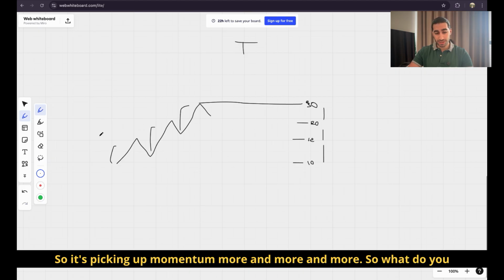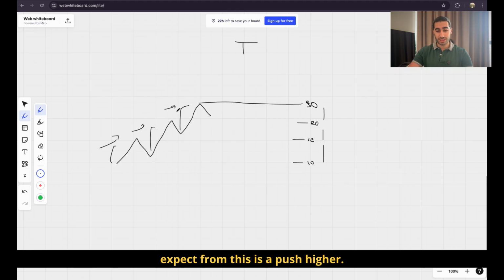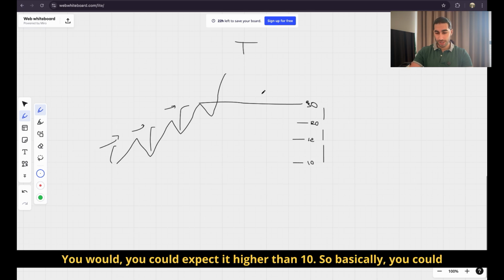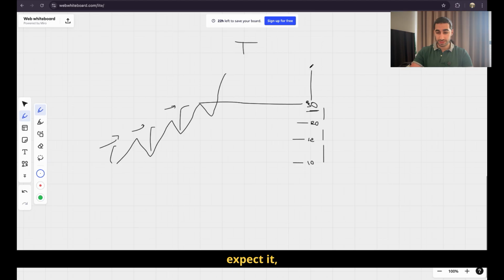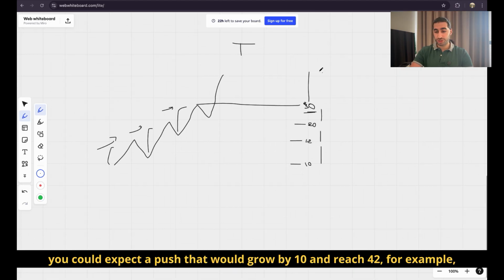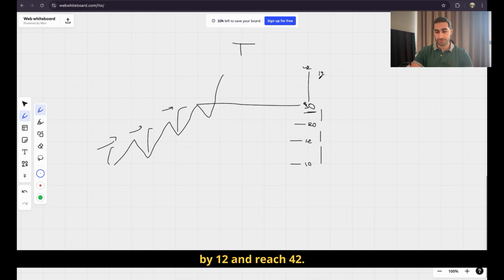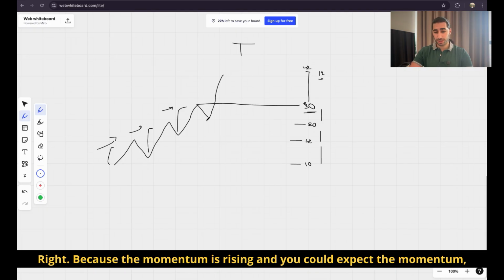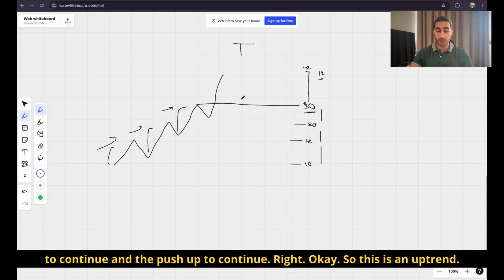So it's picking up momentum more and more and more. So what do you expect from this? A push higher. You could expect it higher than 10. So basically you could expect a push that would grow by 10 and reach 42, for example, by 12 and reach 42, right? Because the momentum is rising, and you could expect the rise of momentum to continue and the push up to continue, right? Okay, so this is an uptrend.